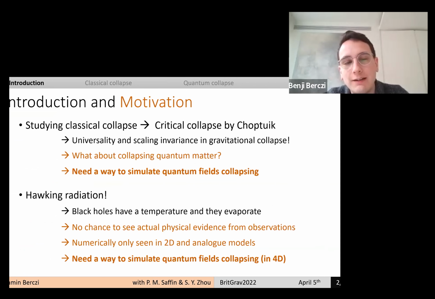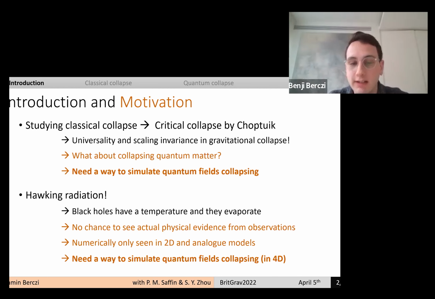So the two main avenues of motivation are the critical collapse, first discovered by Choptuik, and Hawking radiation. In Choptuik critical collapse, it was discovered that on the onset of a critical black hole formation, there's a universality and scaling invariance that was not anticipated. An obvious question is whether this survives with quantum matter as well, and not just classical matter. So we need a way to simulate quantum fields collapsing.